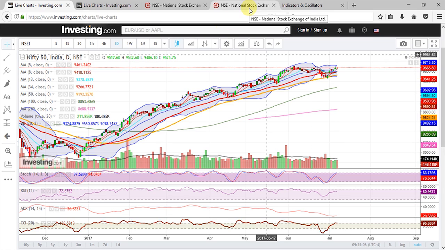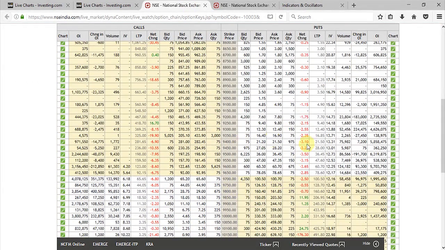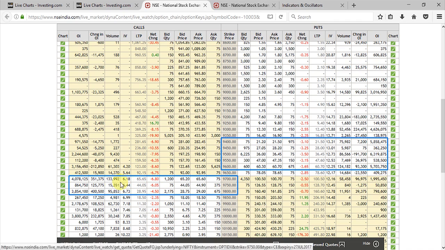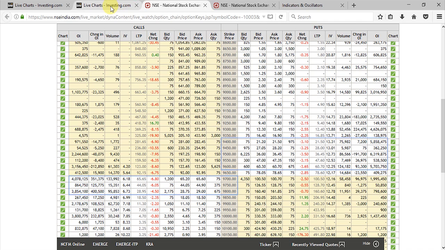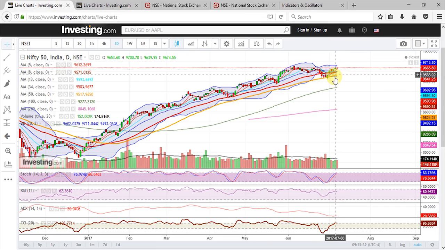If we look at the option table also, you can see that 9400 put, 9500 put and 9600 put all have huge open interest addition. And also you can see that 9700 call and 9800 calls both have goodish amount of open interest build up. So what that indicates is that the next week can be reasonably range bound.